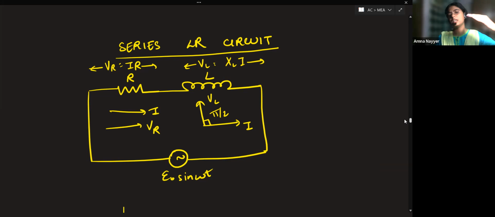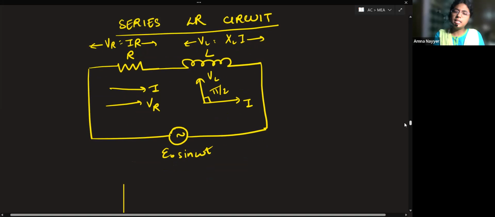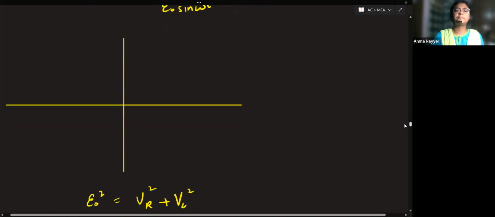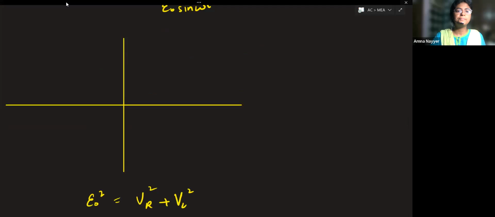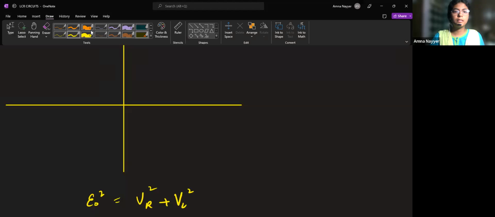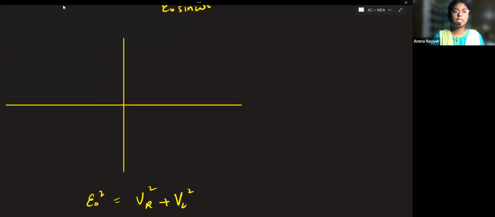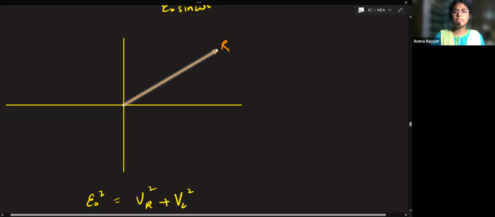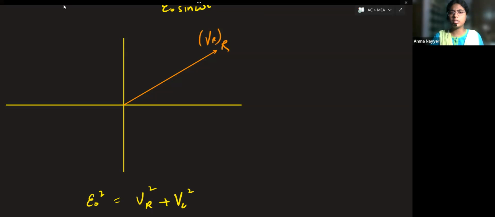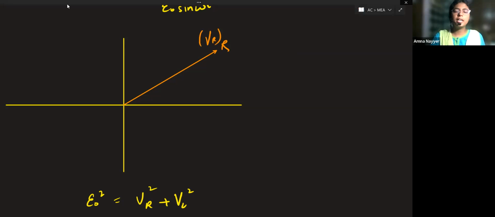In case of a resistor, current and voltage will be in the same phase. In an inductor, voltage will be leading the current by 90 degrees. This will be the circuit, as if you have just cut the capacitor part. All right, in the LR circuit, derivation and everything is very easy. Here, what will happen? Let's say this is your resistance voltage, VR also we can refer. And we are talking about LR circuits.